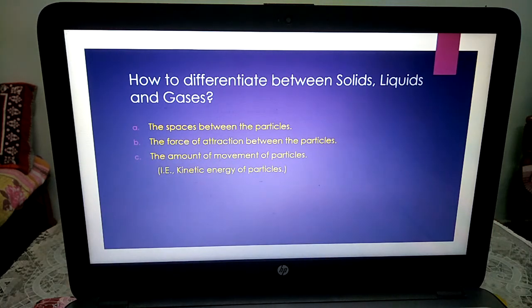The force of attraction, second point, the force of attraction between the particles. The force of attraction between solids is more, between liquids is moderate, and between the air or gaseous particles is much less.